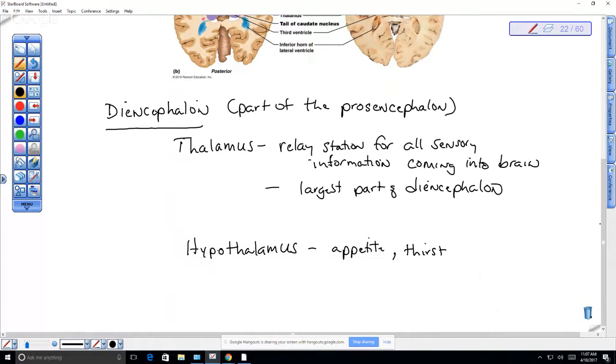So when you feel thirsty, it's because the hypothalamus is sending signals out to the conscious part of the brain saying you need to drink in order to decrease your solute concentrations in your blood. And then this is thermoregulation. So if you get too cold, you will start to shiver. If you get too hot, you start to sweat.